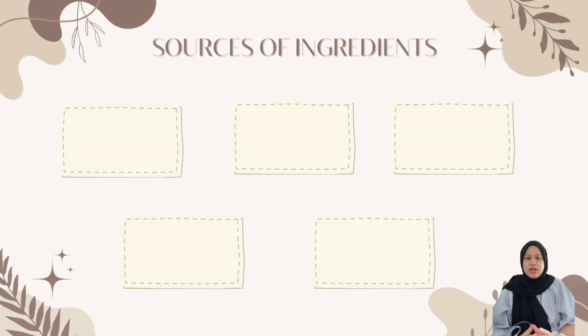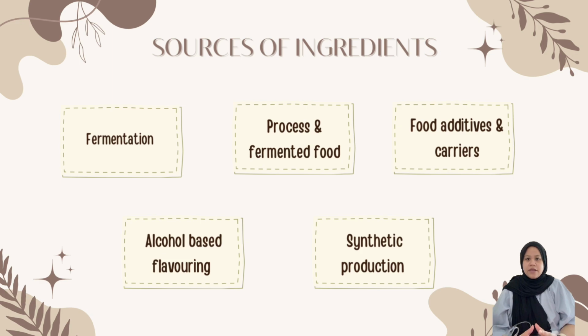For the next slide, these are the five sources. The first one is natural fermentation: fermentation of sugar by yeast, including from fruits and bread. The second one is alcohol-based flavorings. Ethanol is used as a solvent in extracts, such as vanilla, almond, and rum.